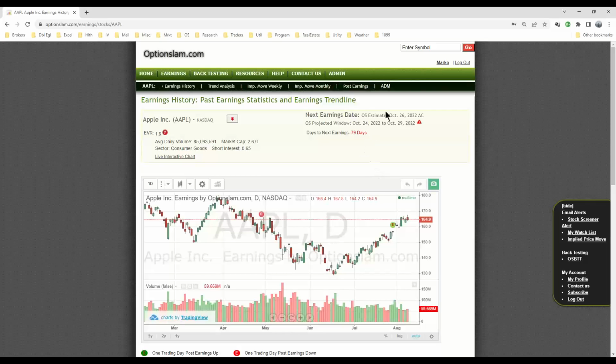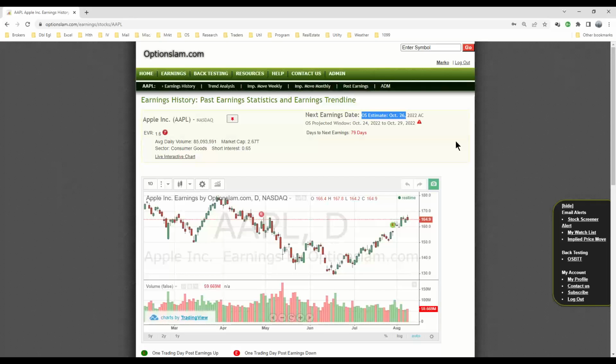Now, as you can see, there's some more information over here on the right-hand side, and it has to do with, as OptionSlam is all about, earnings events. What we do here is we estimate the next earnings date. As you can see, we have an estimated date of October 26th, going to be Apple's next earnings date. The language estimate means that we have not been able to confirm that date.